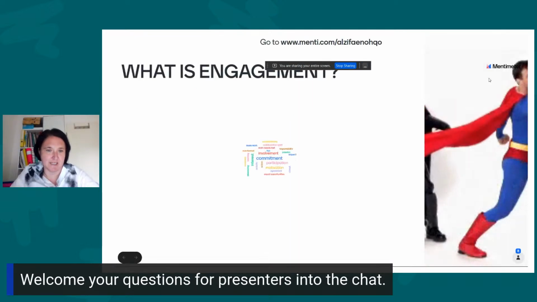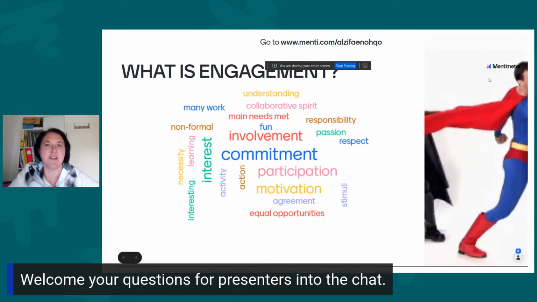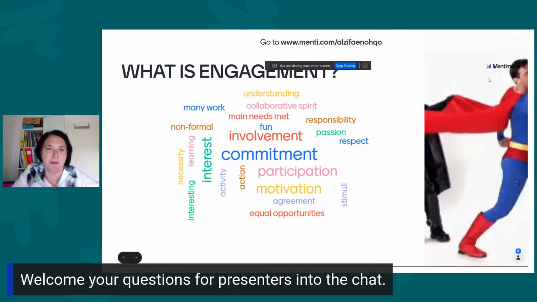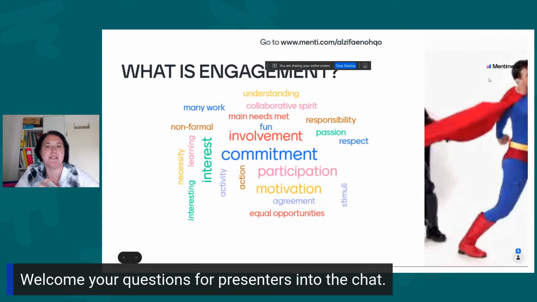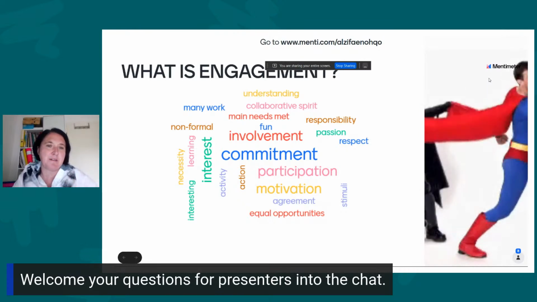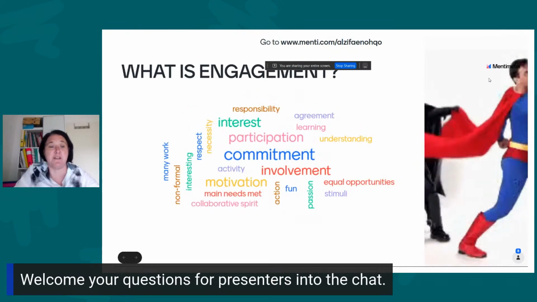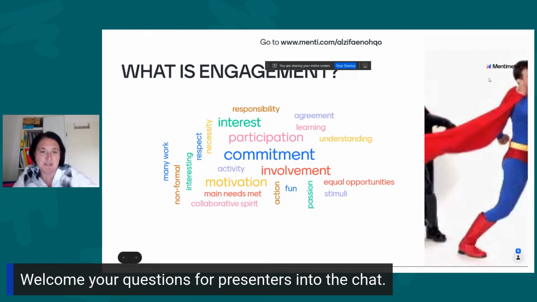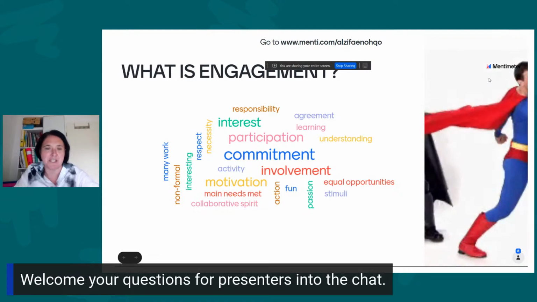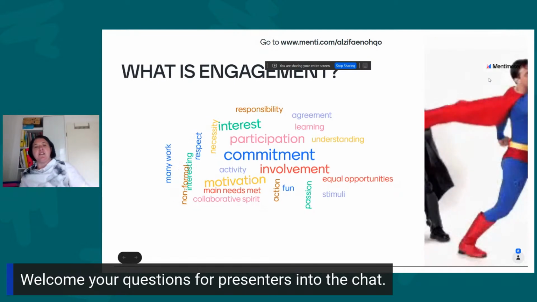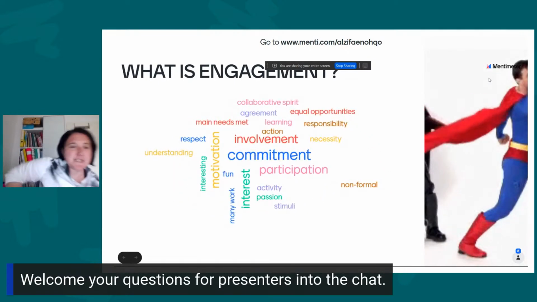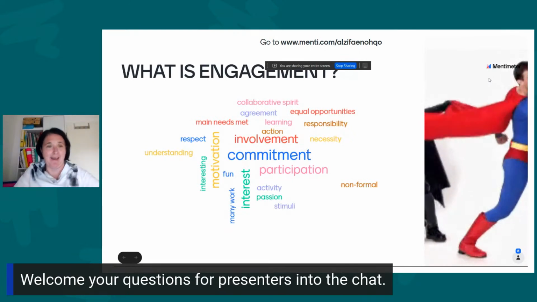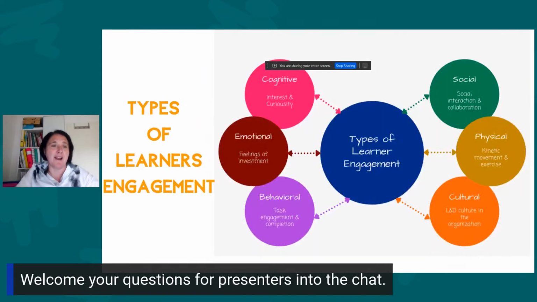So here are the results of this short brainstorming. Engagement is understanding, collaborative spirit. Yes, collaboration is very important here. Main needs met, absolutely. Motivation, fun, action, passion. As we can see, there are a lot of positive words, respect, understanding. Yeah, engagement is really all this.